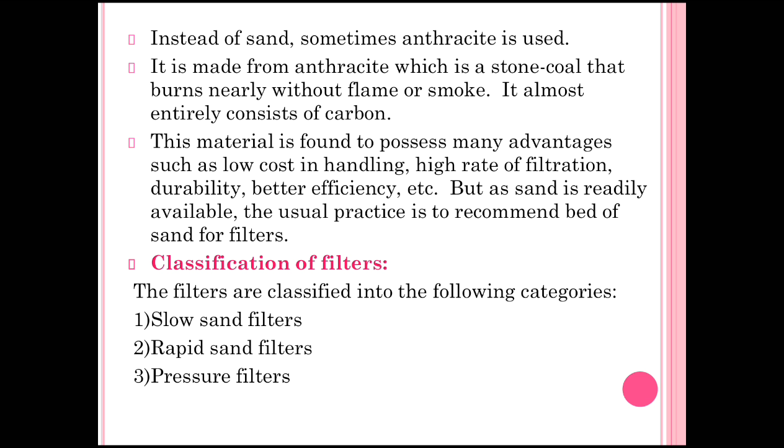Instead of sand, sometimes anthracite is used. Anthracite is one type of coal. This is made up of anthracite, which is a stone coal that burns nearly without flame or smoke. It almost entirely consists of carbon. Anthracite is a type of coal, so we know that coal is one of the forms of carbon. It is made up of carbon.